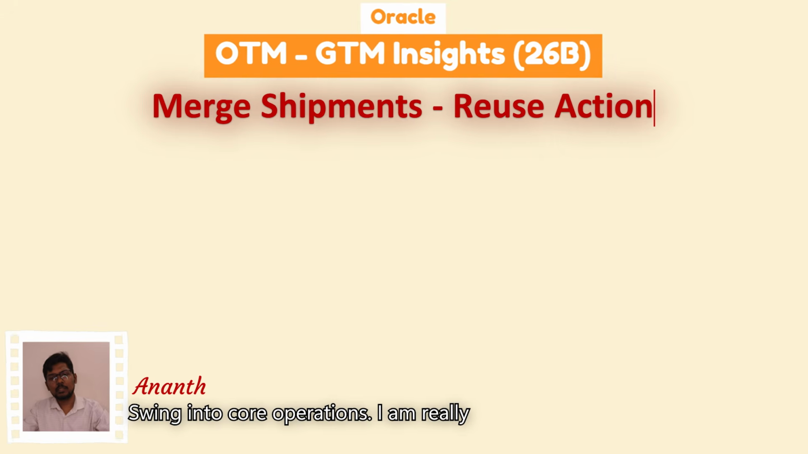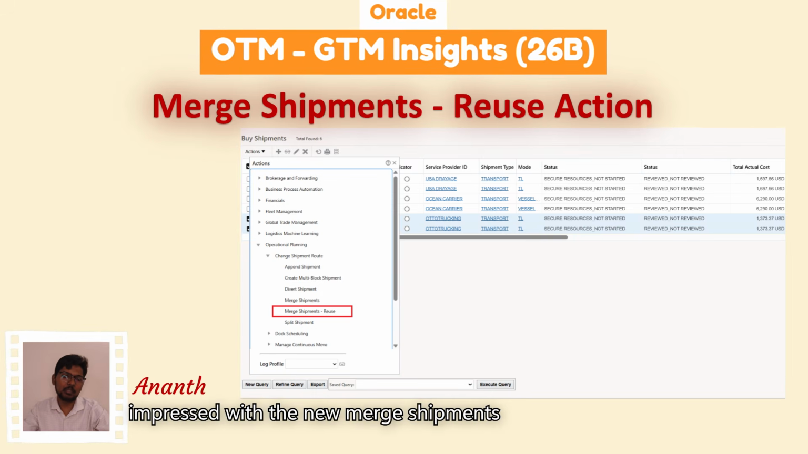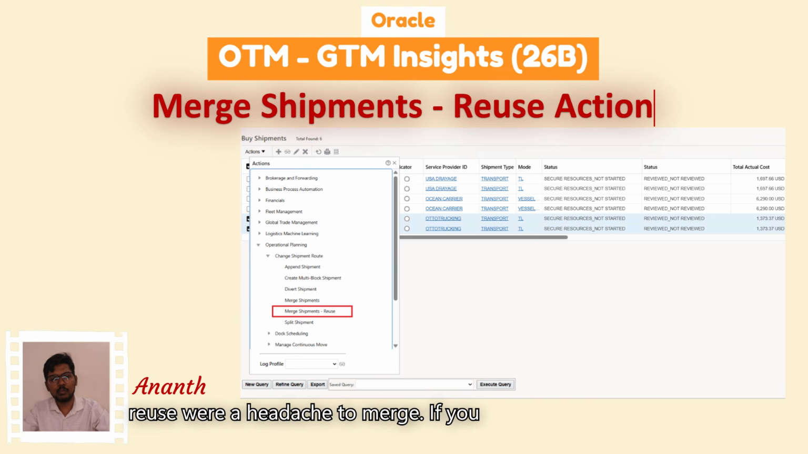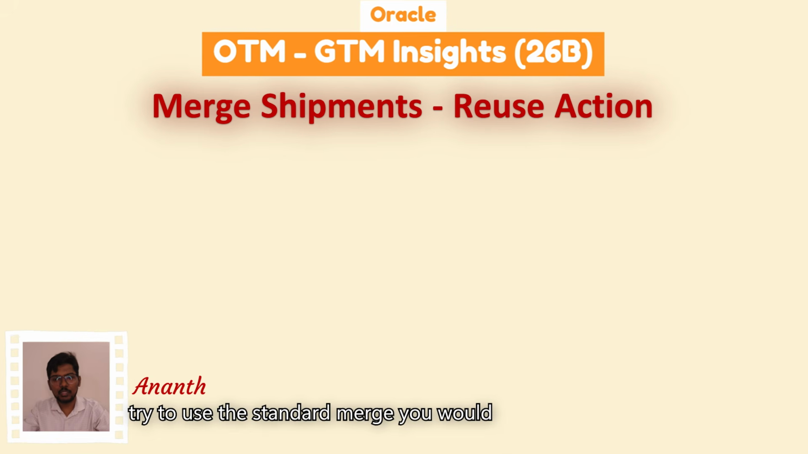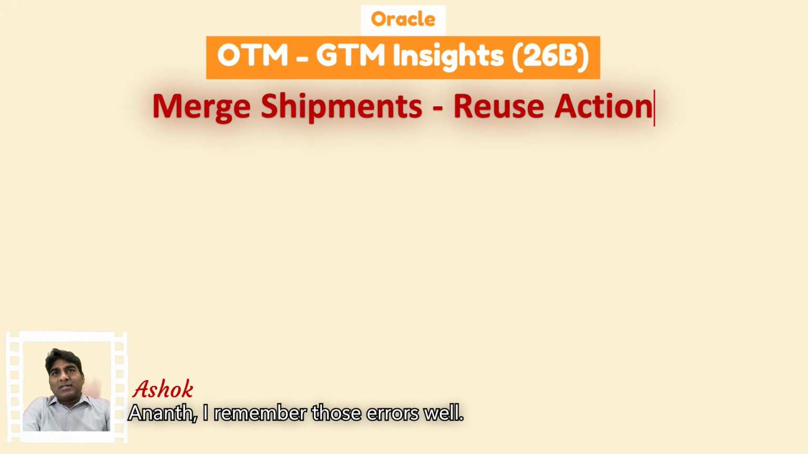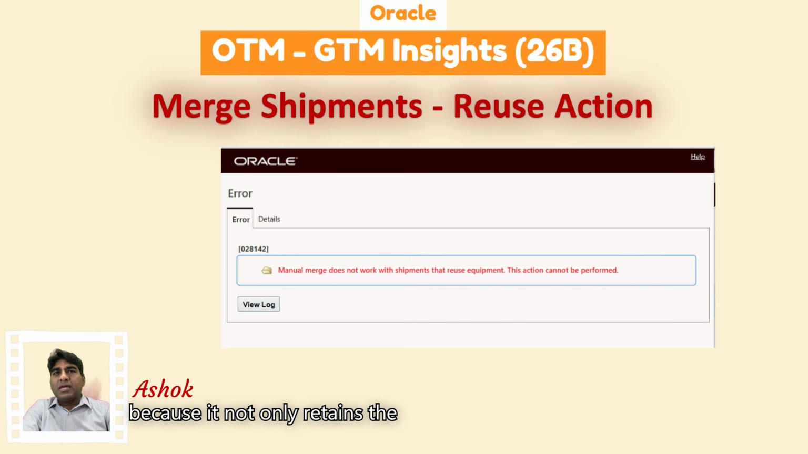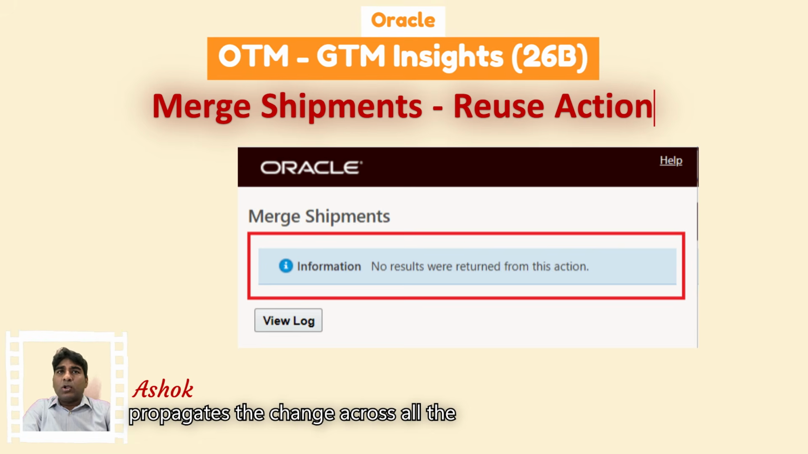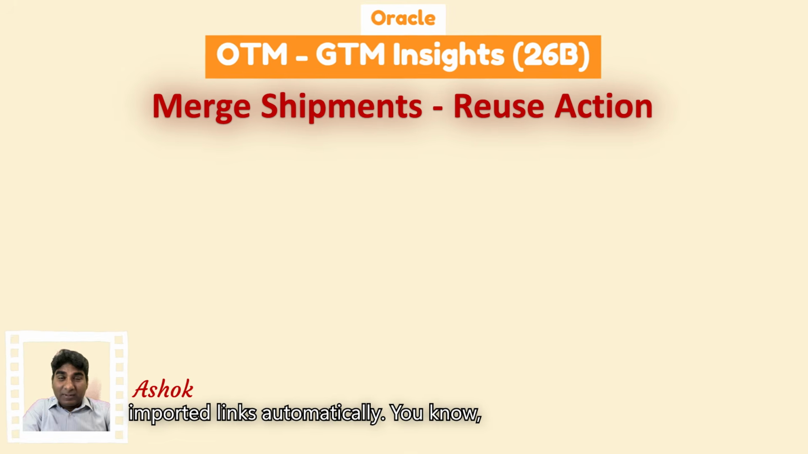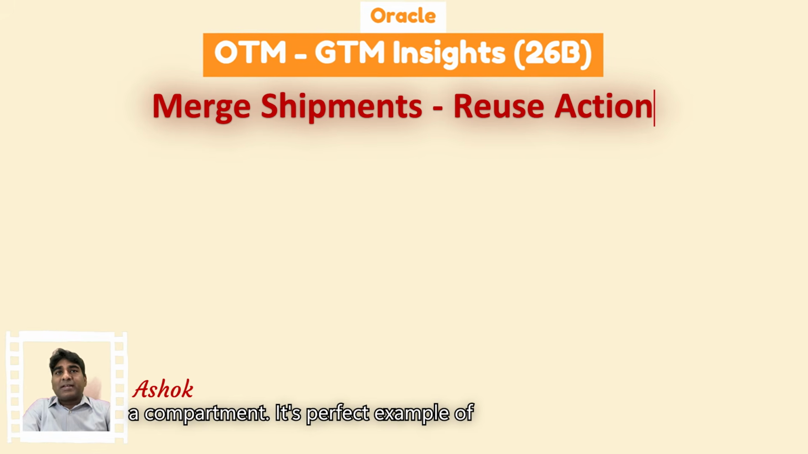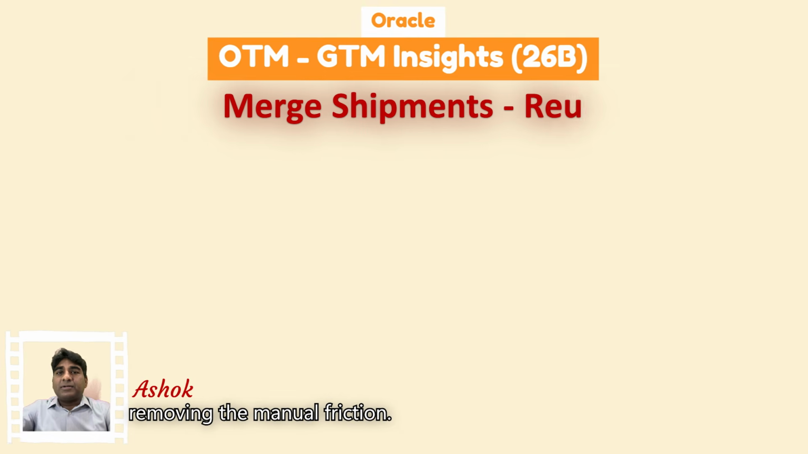Moving into core operations, I'm really impressed with the new merge shipments reuse action. For years, multi-leg scenarios where equipment was set to reuse were a headache to merge. If you tried to use the standard merge, you would often get an error or no results. Anant, I remember those errors well. This new action is much smarter because it not only retains the target shipment's equipment but also propagates the change across all the imported links automatically. You know, it even handles equipment with compartments. It's a perfect example of removing manual friction.